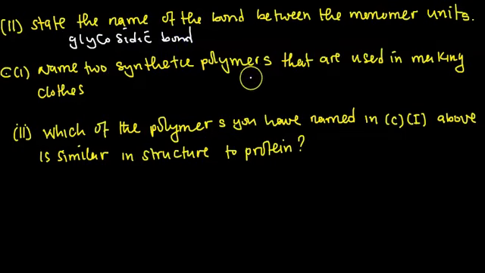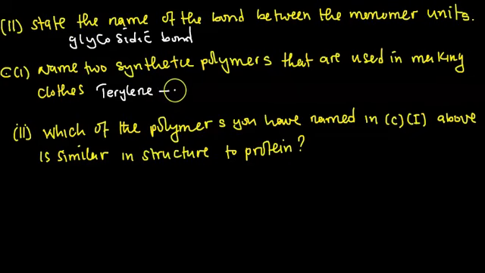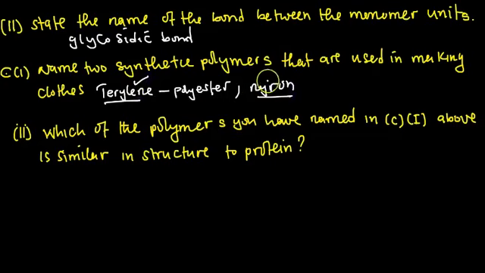Name 2 synthetic polymers that are used in making of cloth. So what are the 2 synthetic polymers? We have what we call terene. This one is the trademark for polyester because of the ester bond that is formed. Then the other one is nylon. So what you need to write here is nylon and terene. This one forms soft cloth, this one hard cloth, but all in all used in making clothes.